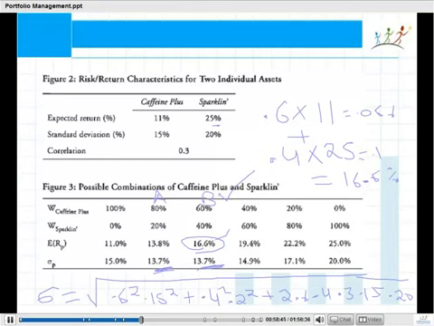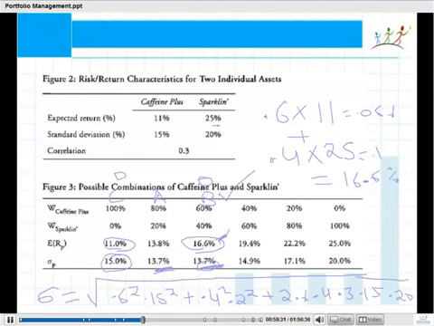Similarly, between portfolio B and portfolio C, which portfolio will you invest in? You will invest in portfolio B because it is giving you a higher return for a lower risk. It is giving you 16.6% return for a 13.7% risk. And portfolio C is giving you only 11% return for a 15% risk.